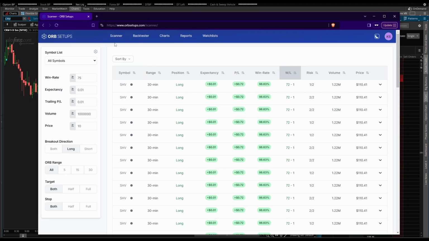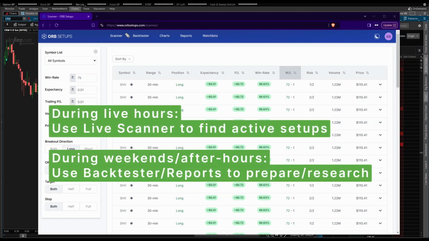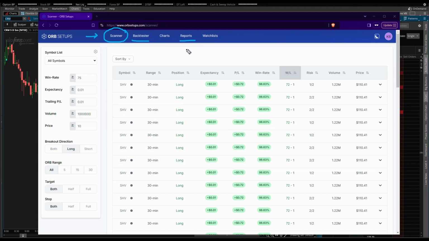Now, when you log into the platform, here's what you'll be greeted with. At the top, you should notice a handful of tabs: the Live Scanner, our Backtester, there's a full charting platform, a reporting functionality, and then we have watch lists. If you're using the platform during live market hours, during weekdays, the scanner is where you should be spending most of your time. If you're trying to do research or something of that nature over the weekend, the backtester and the reports is where you should spend most of your time.